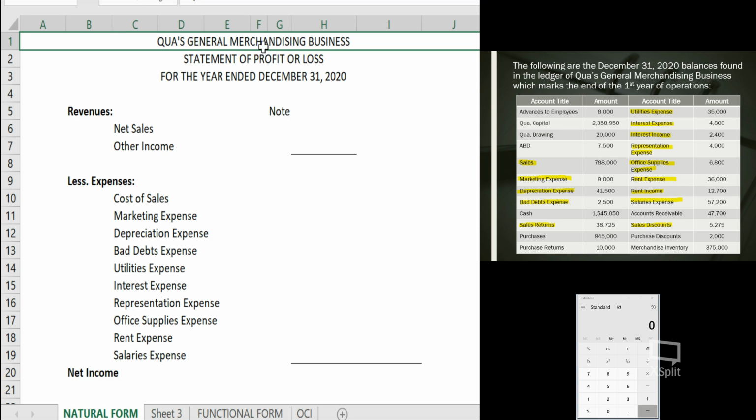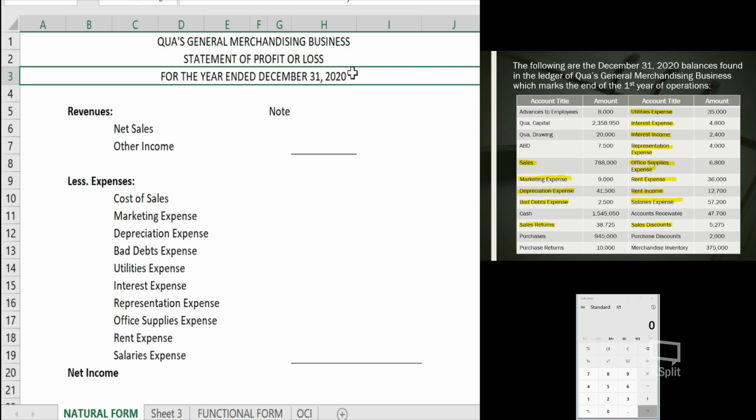Okay? So, kung makikita nyo dito sa bandang taas, it's very important na maalala nyo to. First is yung, syempre, the business itself. The second part will be the type of financial statement. In this case, the statement of profit or loss. And the third part is yung kung ano yung period covered. So, in this case, for the year ended December 31, 2020.